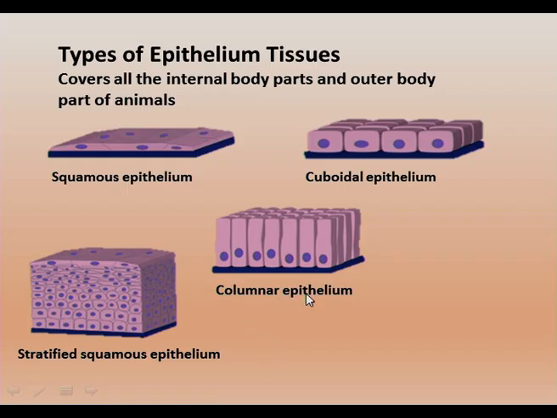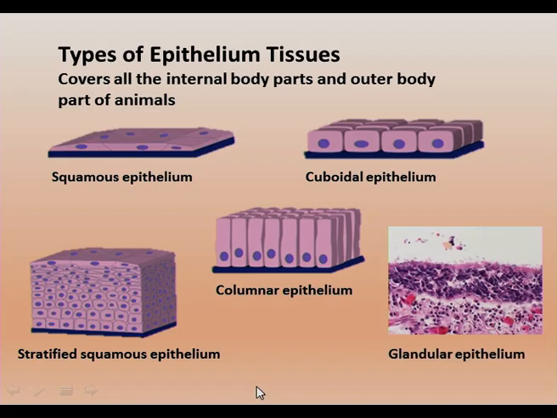Columnar epithelium. Here you can see the cells are elongated. This columnar epithelium is seen in the areas where absorption and secretion take place, like in the intestine. Glandular epithelium is seen in places where secretions occur, like in glands, like in salivary glands.